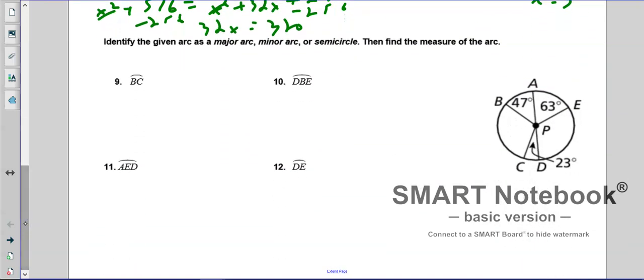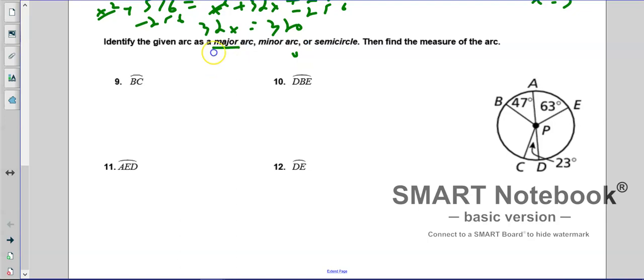All right. Identify the given arc as a major arc. Okay, so remember that is greater than 180. A minor arc is less than 180. Depends on how you read those symbols. I don't want to be confusing.